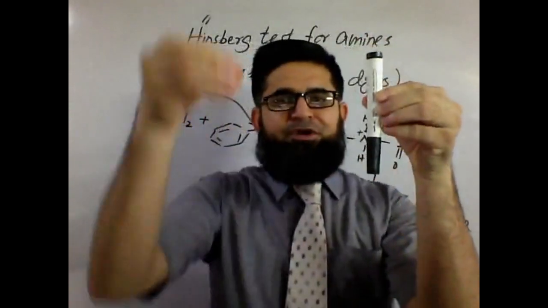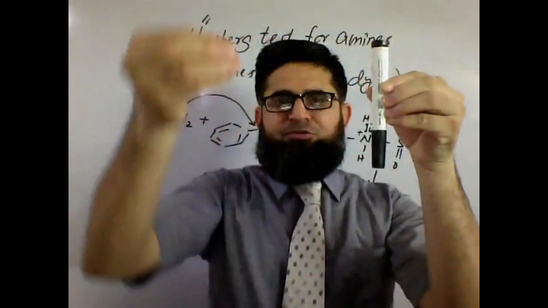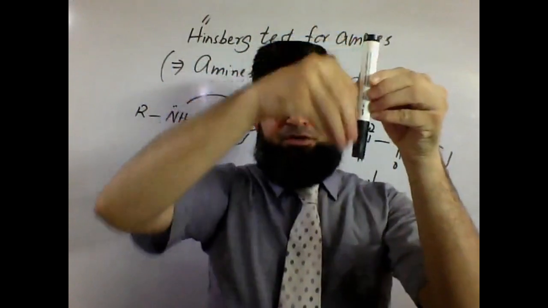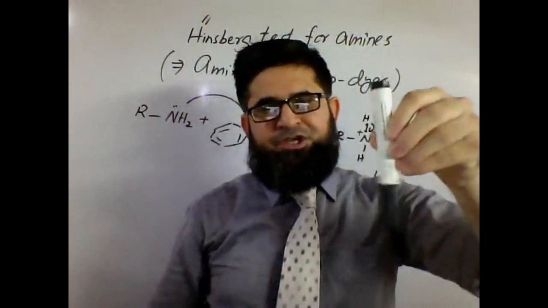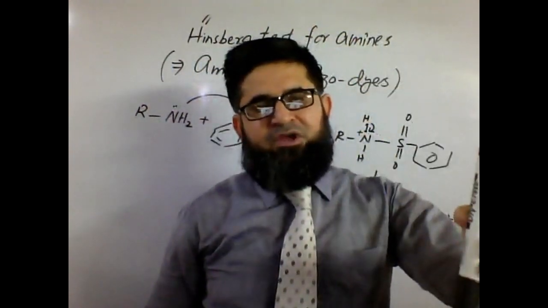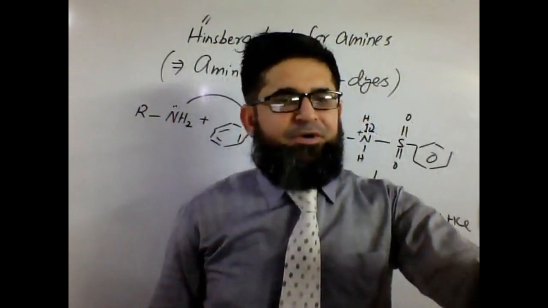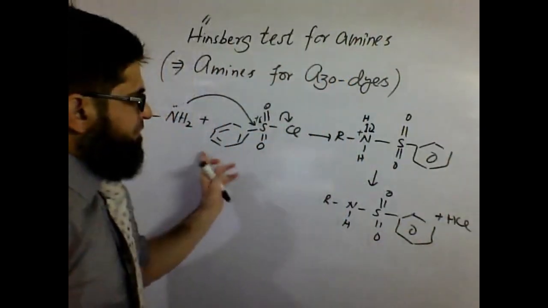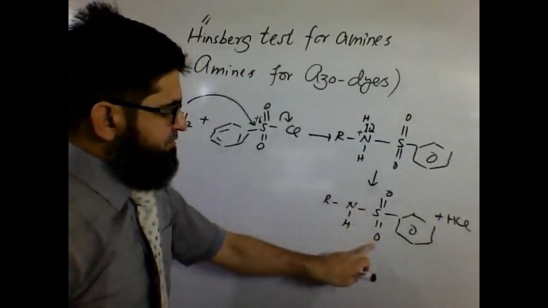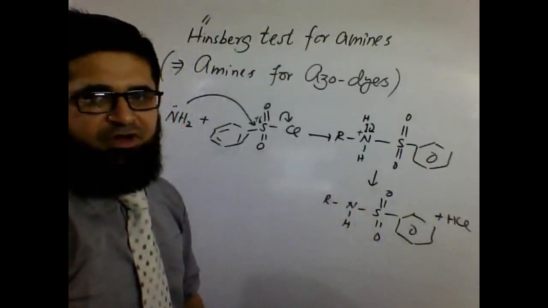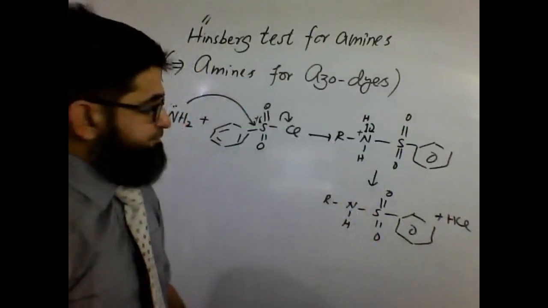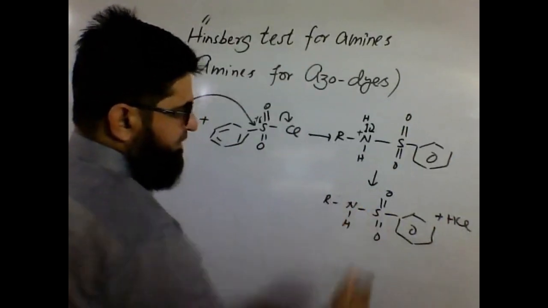Let's say you have put in an amine, and then you put in Hinsberg reagent, and you shake it well and let it stand for a while. Sometimes you need to heat a bit. Then this happens inside the tube, and this product is produced, which is a sulfonamide, with an amide bond, a sulfonamide.